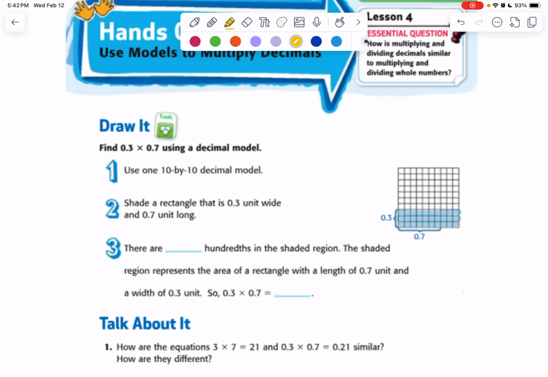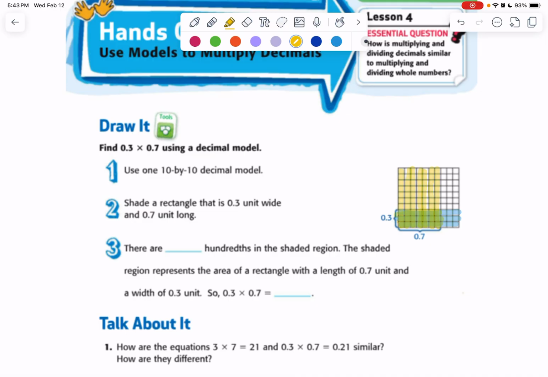I'm going to switch colors here. 1, 2, 3, 4, 5, 6, 7. So the question here is where did our two shadings overlap? So that would be this part right here. I'm going to make the yellow a little darker where it overlapped. Okay, and that is 3 high by 7 wide.